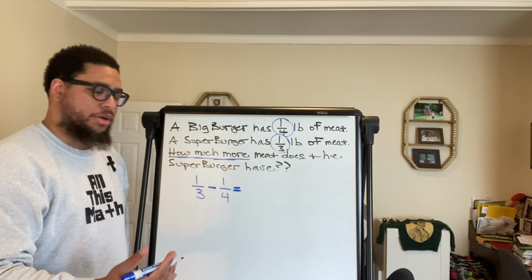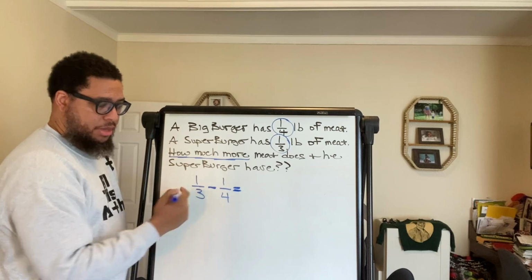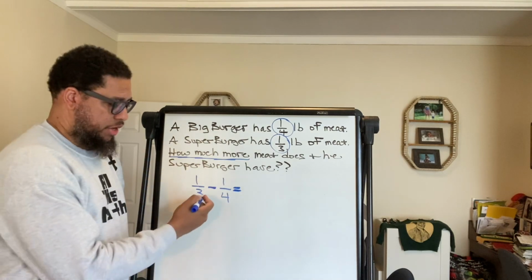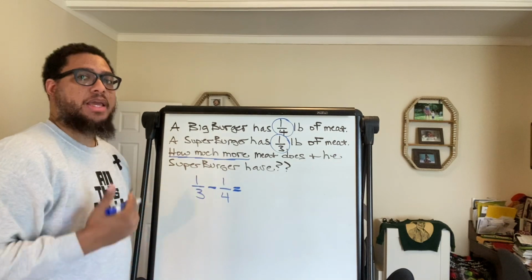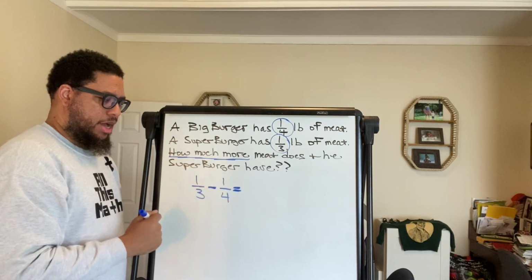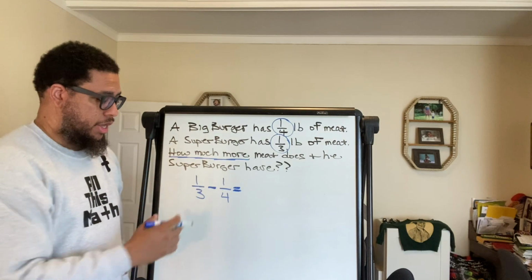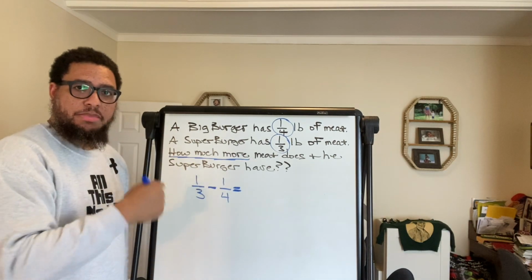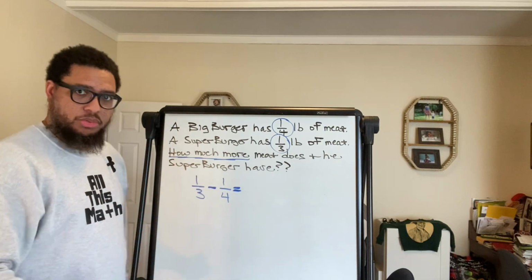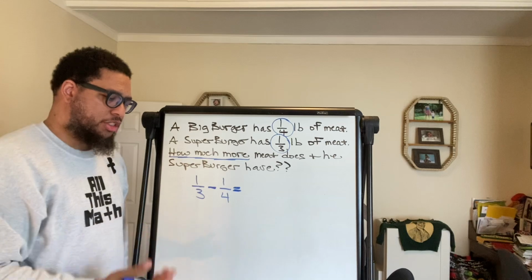What is a common denominator? That's when our denominator, the number at the bottom, is the same. 3 and 4 are not the same number. So therefore, we don't have common denominators, but we can make common denominators. What's a common denominator? Really it's a common multiple in the denominator space, right? What's the smallest number that both 3 and 4 can multiply into? That's what you need to be thinking about.